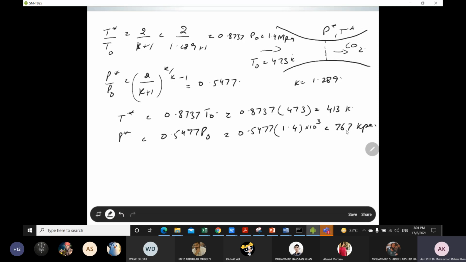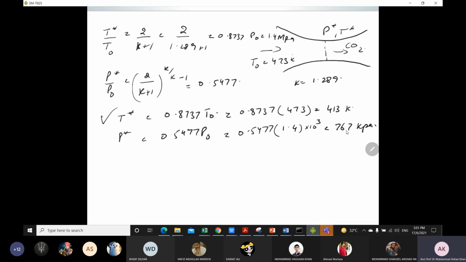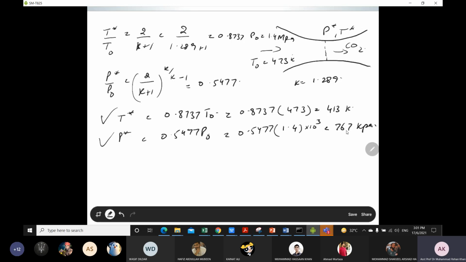So we have P star and T star values with us. This is the required thing which we have to determine from this data. So the solution is completed. If you have any questions, you can ask me or you can note it down. Then we'll move towards the next part.